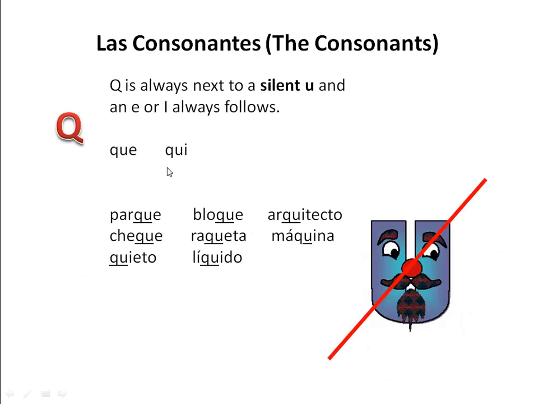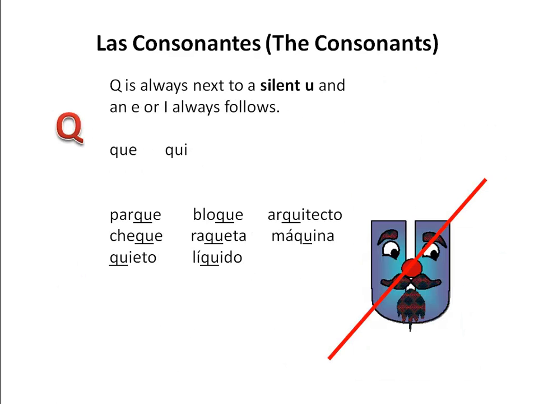Q is always next to a silent U, and an E or an I always follows it. So it's que or qui. Parque, park. Cheque, check. Quieto. This is actually a false cognate. It means calm or still. It doesn't mean quiet. Bloque, block.